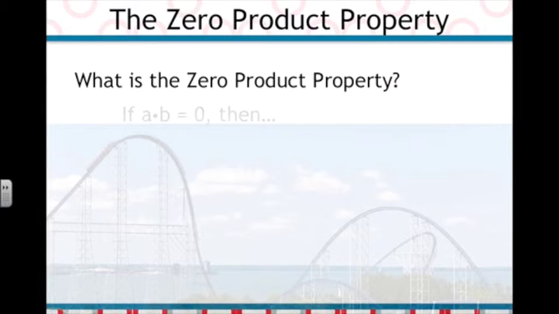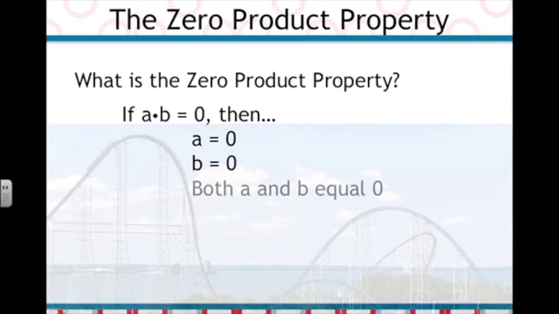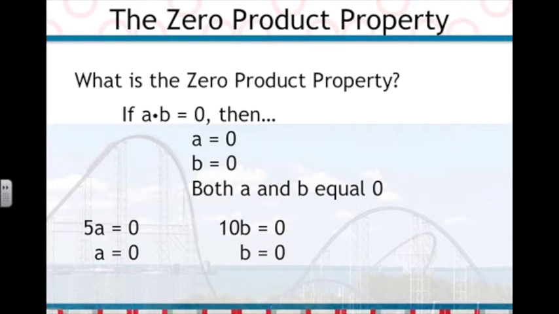This means that if a times b equals 0, then either a equals 0, b equals 0, or both a and b equal 0. For example, if 5a equaled 0, we know 5 doesn't equal 0, so a has to equal 0. If 10b equaled 0, then b would have to equal 0. If we have another variable like x, it will still work. If 3x equals 0, then x equals 0.